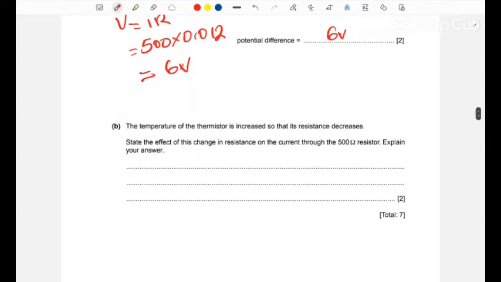Part B. The temperature of the thermistor is increased so that its resistance decreases. State the effect of this change in resistance on the current through the 500 ohm resistor. Explain your answer. So if the resistance decreases inside the thermistor, that means there's going to be more current. So that means current increases across the whole circuit.